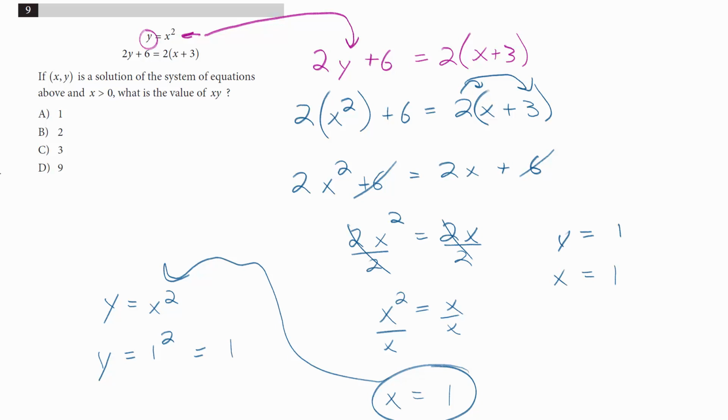Be very careful reading the question. It wants to know what's the value of x times y. And in this case, xy is equal to 1 times 1, which just equals 1, which means that A is our answer.